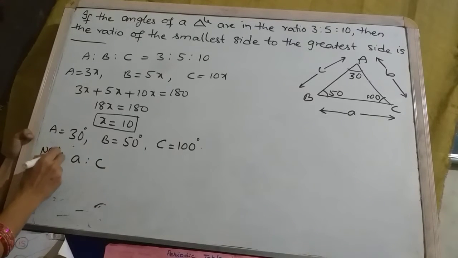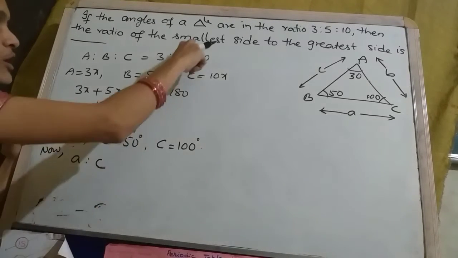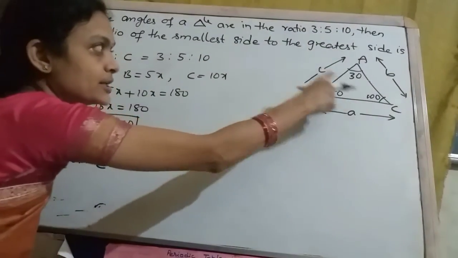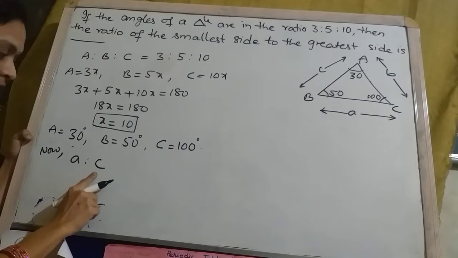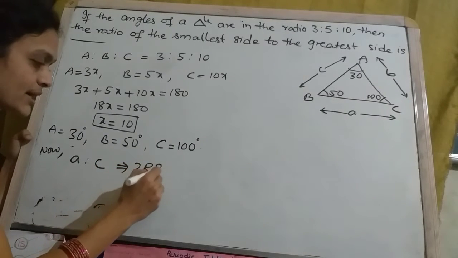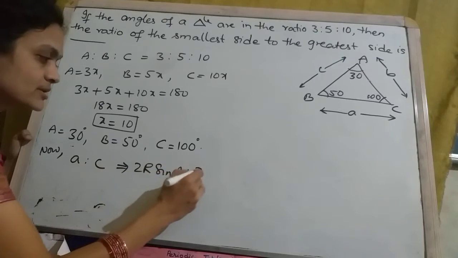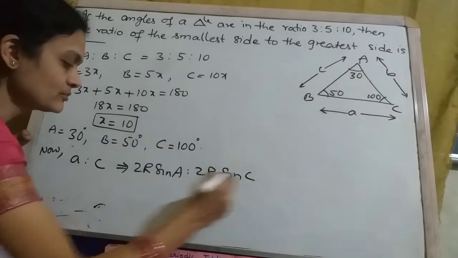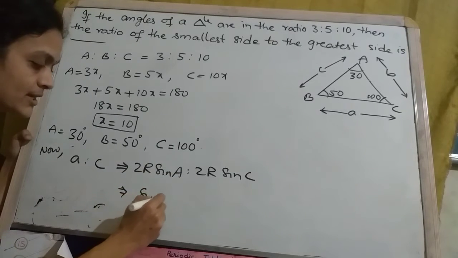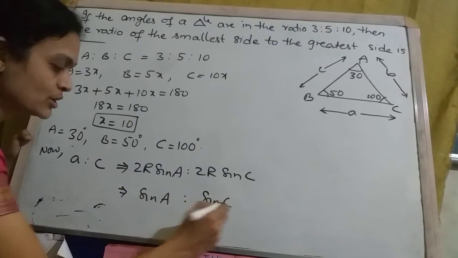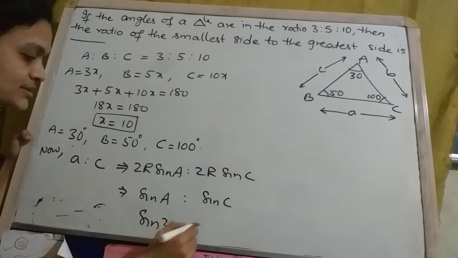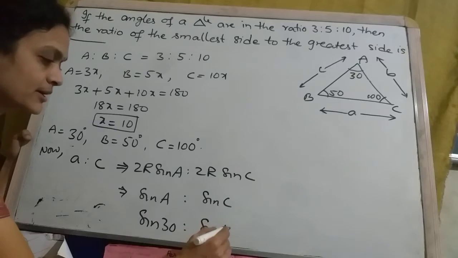So now you take a is to c. The smallest side is a and the greatest side is opposite 100 degrees, that opposite length is small c. Here using the sine rule, a equals 2R sine A, c equals 2R sine C. Here there is a ratio, so 2R gets cancelled, and you get sine A is to sine C. You already know angle A is 30 degrees and angle C is 100 degrees.